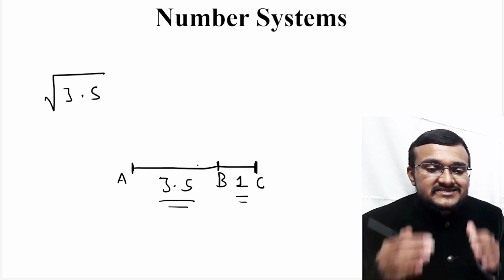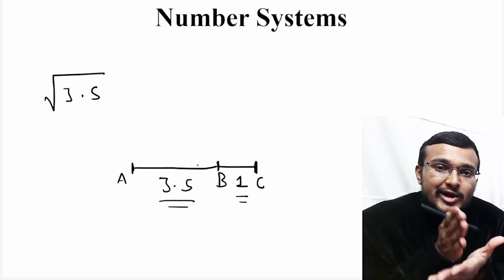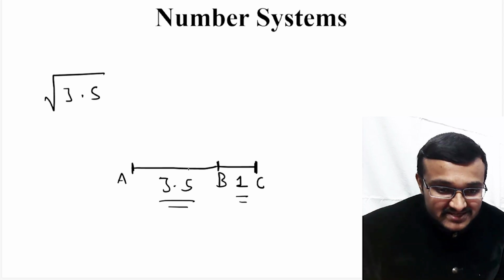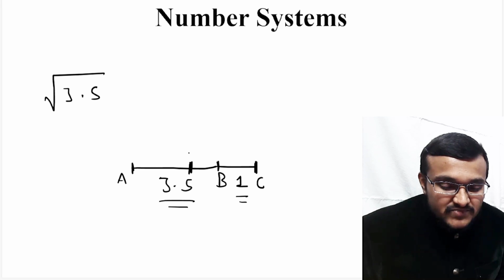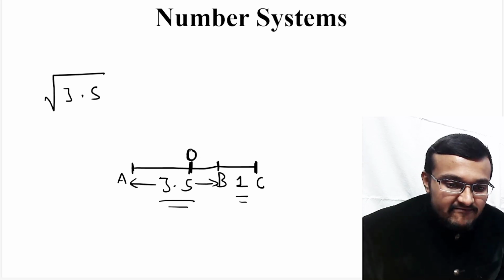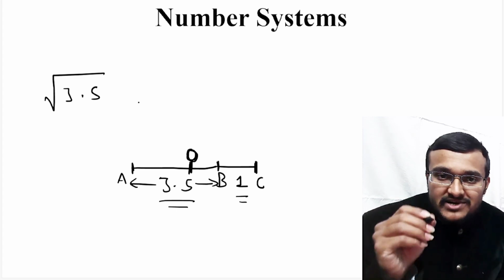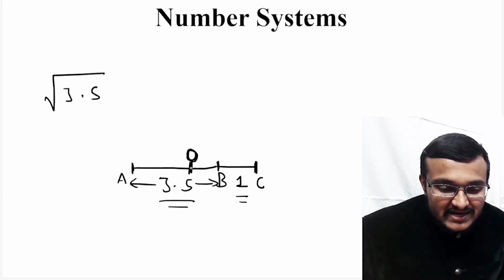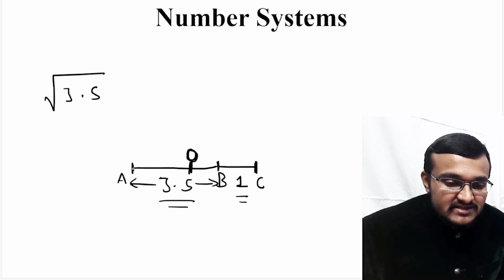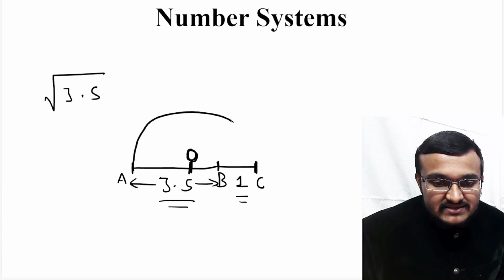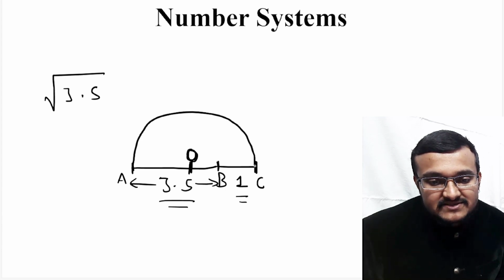Now you can consider the exact center point of this line. Let's say the exact center point is somewhere here, and let us call this center point O. So this 3.5 is from A to B, and we have O as the center of this line. Now you can take a compass. By keeping one end of the compass here and the other end on A, you can draw a semicircle like this which connects A and C.